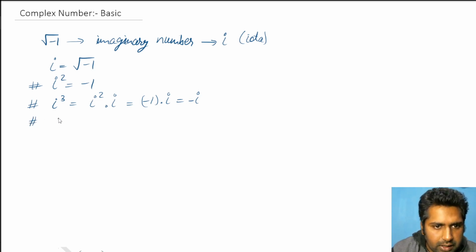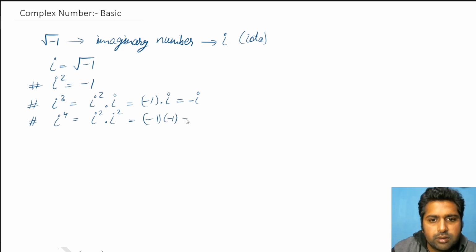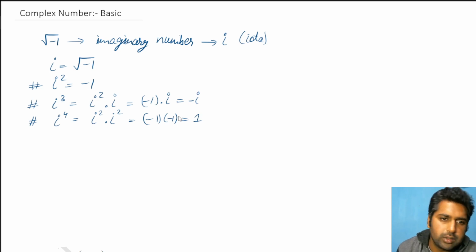Similarly, I can calculate i raised to power 4 also. That is i square into i square. Power gets added, 2 plus 2 becomes 4. So i square is minus 1. Another i square is also minus 1. Negative, negative, positive, so plus 1. That means i raised to power 4 is 1.